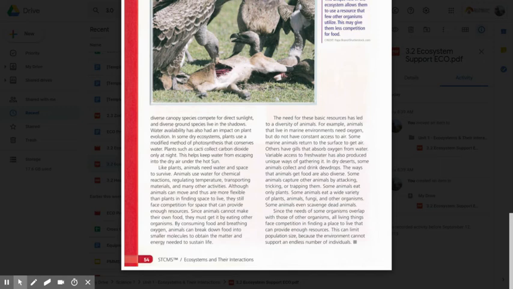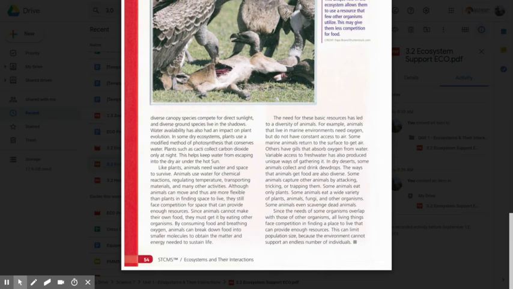Like plants, animals need water and space to survive. Animals use water for chemical reactions, regulating temperature, transporting materials, and many other activities. Although animals can move and thus are more flexible than plants in finding space to live, they still face competition for space that can provide enough resources.